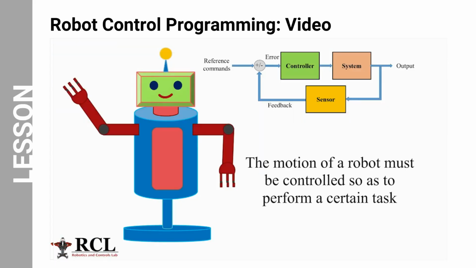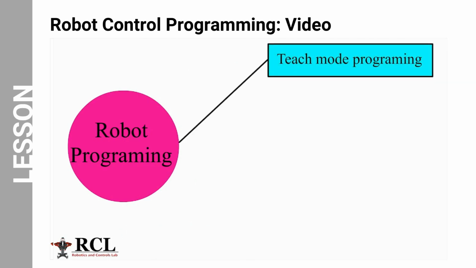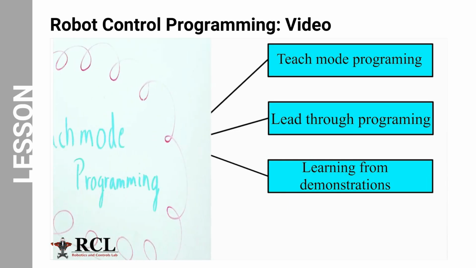The motion of the robot must be controlled so as to perform a certain task. This is usually done by programming. Programming industrial robots can be divided into three basic methods: teach mode programming, lead through programming, and learning from demonstrations.